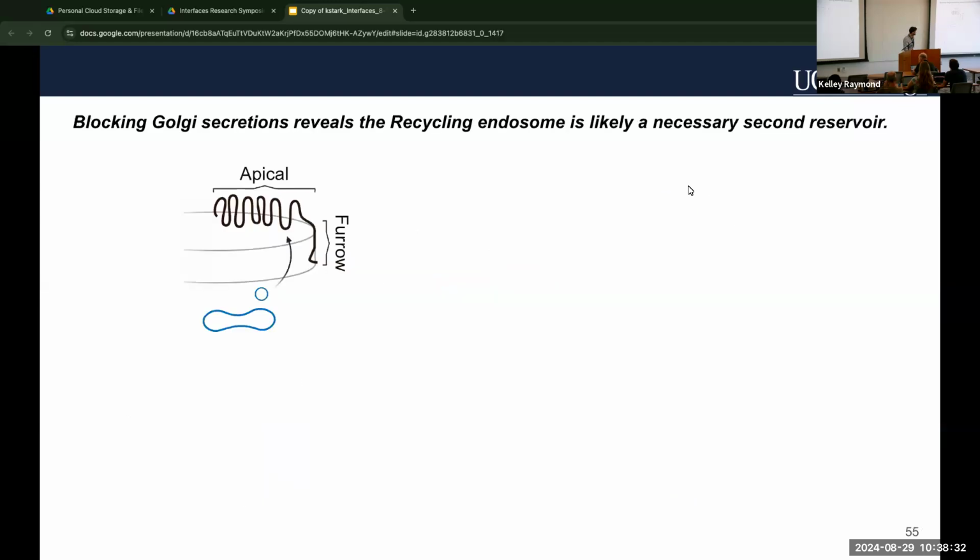So another loss of function experiment that we're replicating is a Brefeldin A experiment. Effectively, the Golgi provides vesicles to the membrane, and what an experimentalist did was shut that delivery off at various times: 0 minutes, 30 minutes, and 60 minutes. And they tested to see what would happen to the furrow.